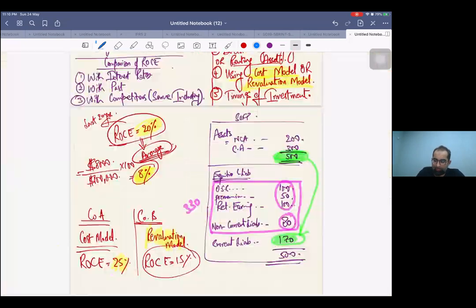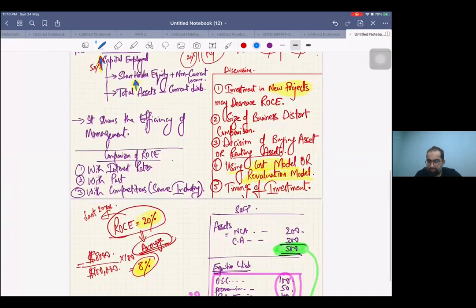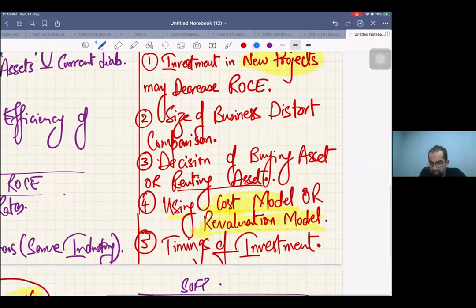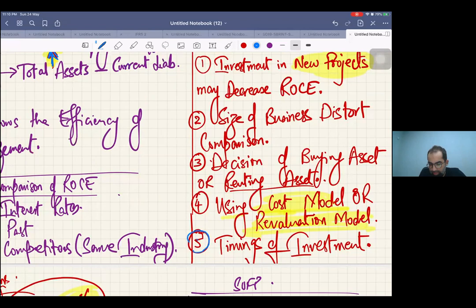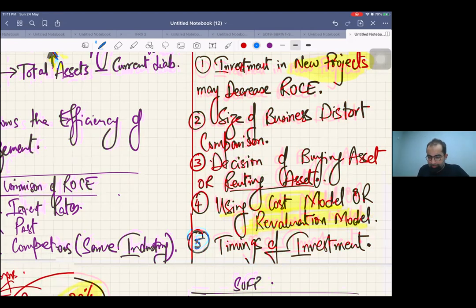And the last point of discussion is timings of investment. Now just think that I'm the owner of a big brand like Zara, Next, River Island, or any brand. And I have to open two new boutiques this year. I have to open two new retail outlets this year. Okay. So now what I will do, listen.